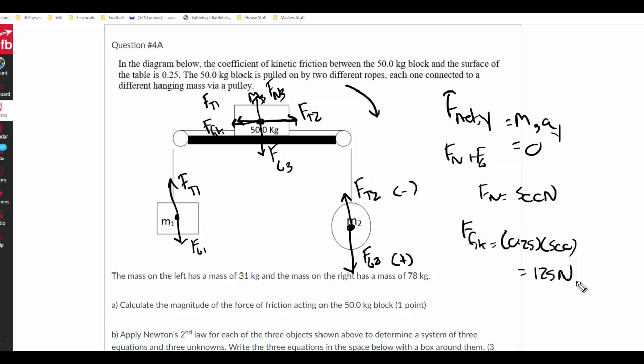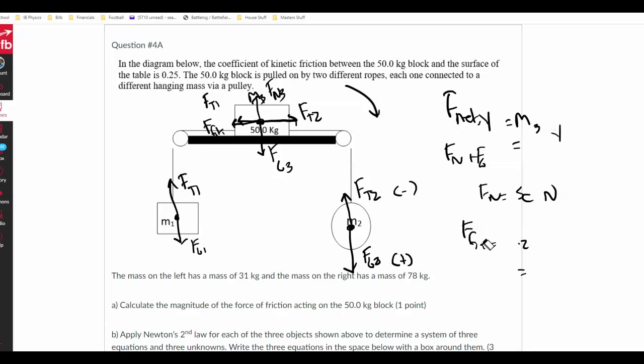B says, apply Newton's second law for each of the 3 objects shown above to determine a system of 3 equations and 3 unknowns. Write the 3 equations in the space below with a box around them. Okay, a lot of people couldn't follow directions on that one for some reason. Okay, so pause it here if you need to write this down.